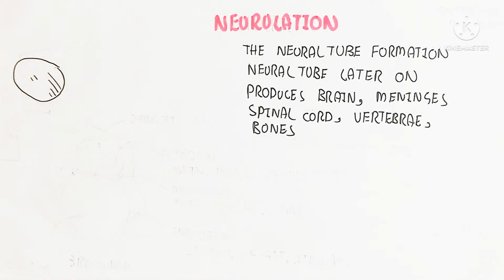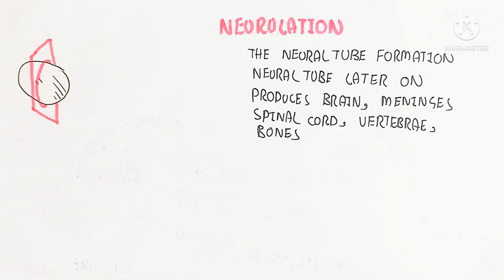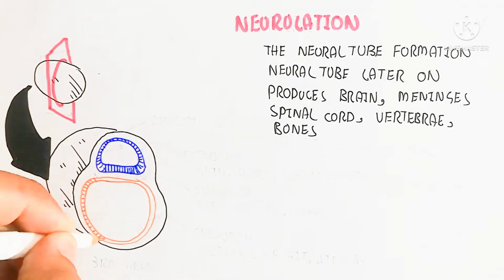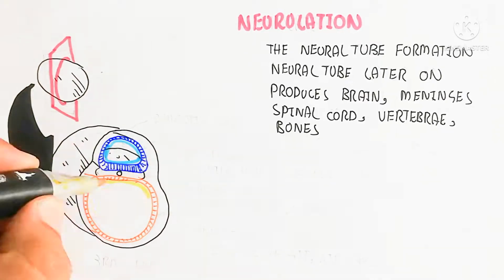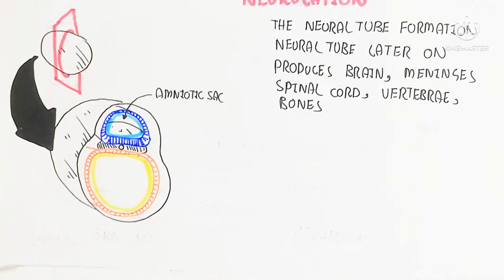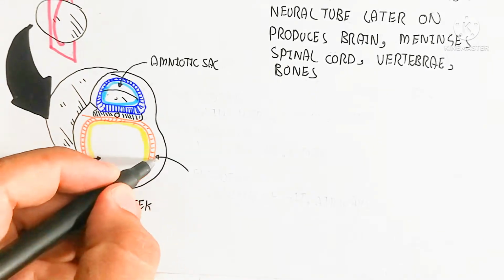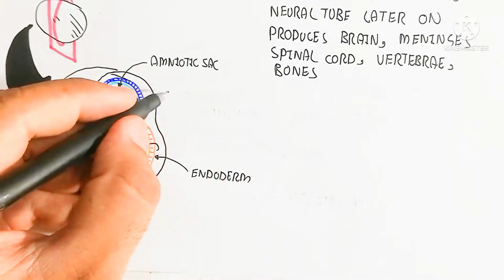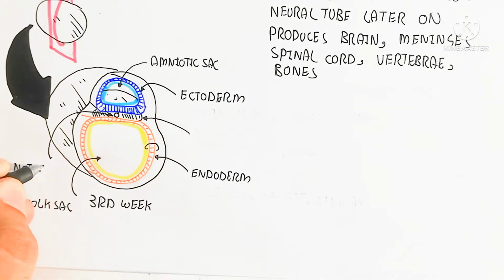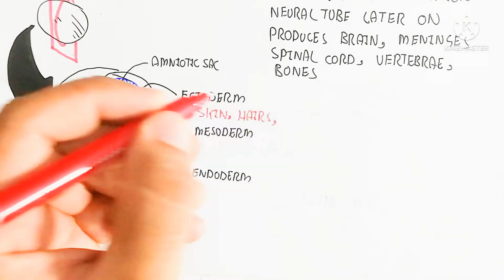I am giving the cross section of the gastrulation, which will later on convert into the neurula. So this is the gastrulation, third week, where the yolk sac is present here, and here is the amniotic sac, which converts into the amniotic fluid. The blastocele containing amniotic fluid will convert into the amniotic sac, and this is covered by the ectoderm, and below the ectoderm is the mesoderm.